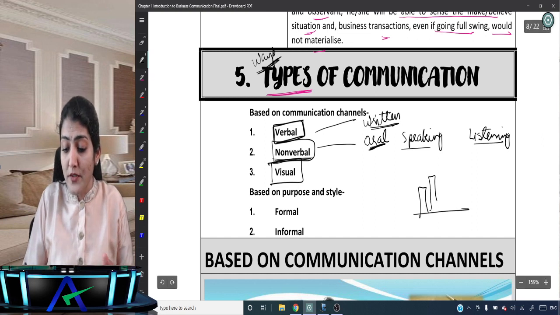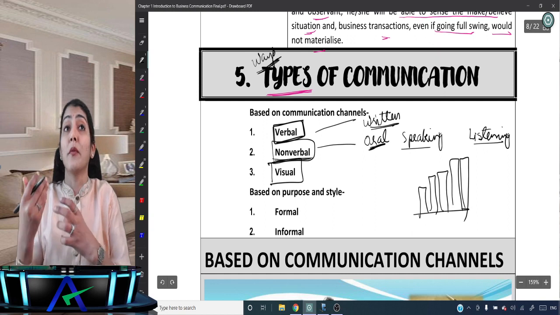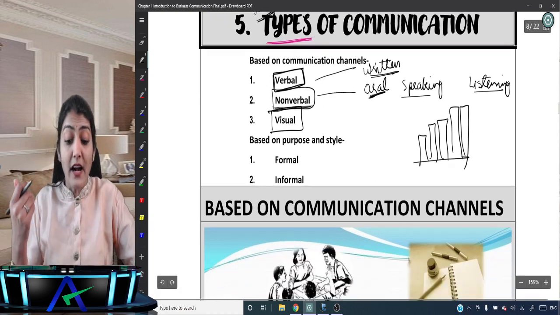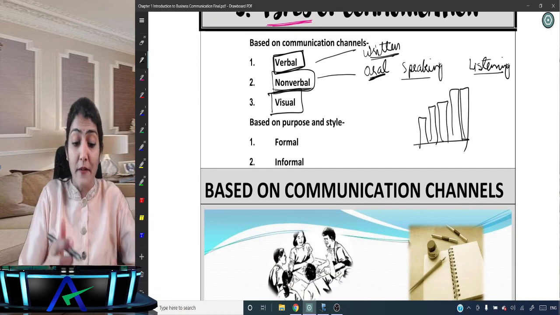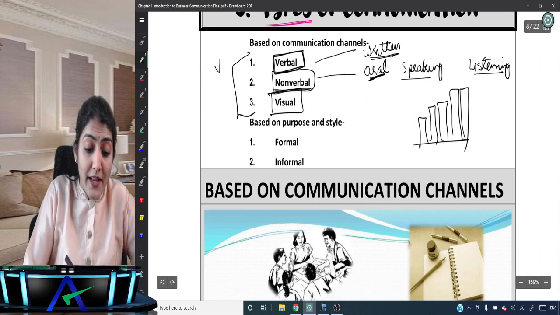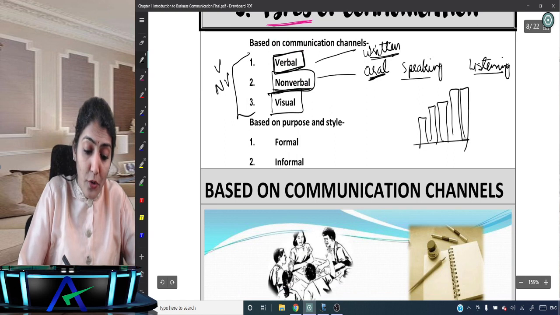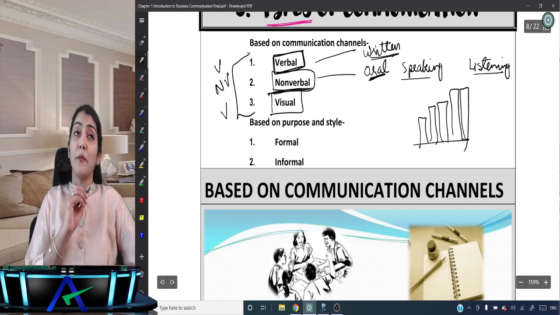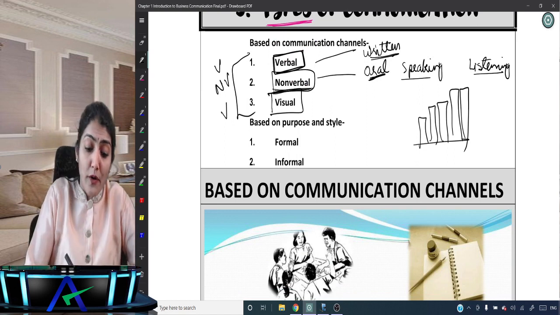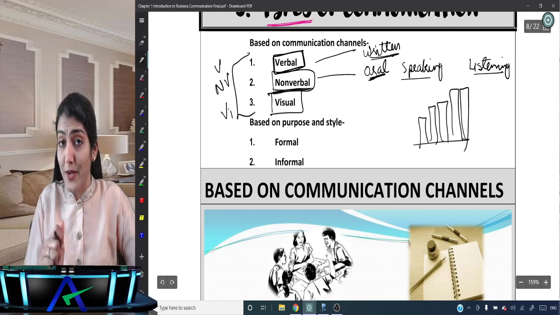It could be some chart or some graph, so that's visual communication. So that's one classification based on the communication channel: verbal, non-verbal, and visual communication.